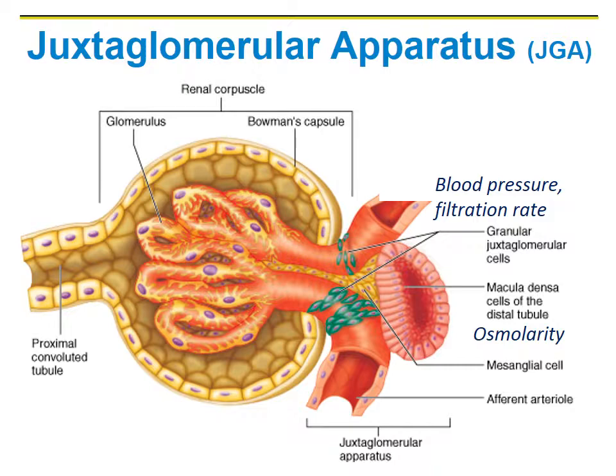The second part of the JGA are granular juxtaglomerular cells. These surround the afferent arteriole, green on the diagram. The JG cells monitor how much blood is in the arterioles. They'll use this information to control how fast blood gets filtered, the filtration rate, and blood pressure.